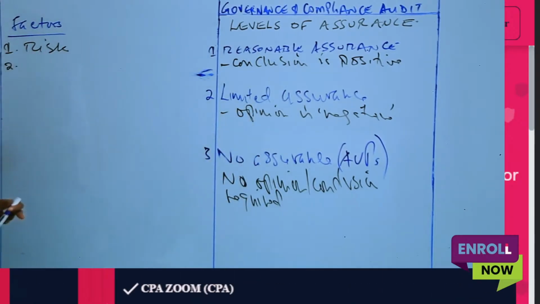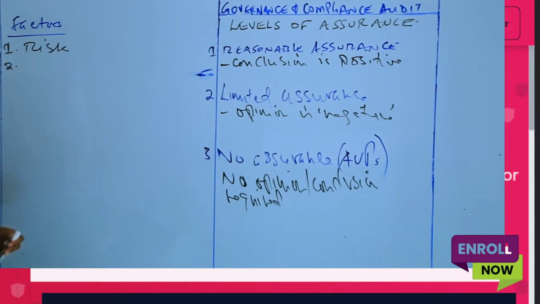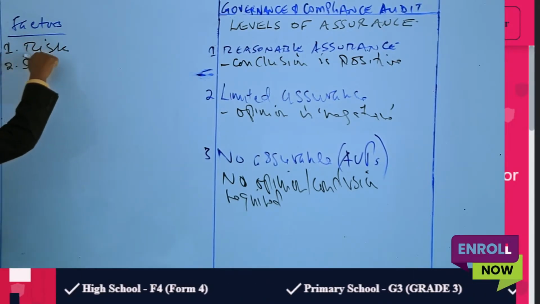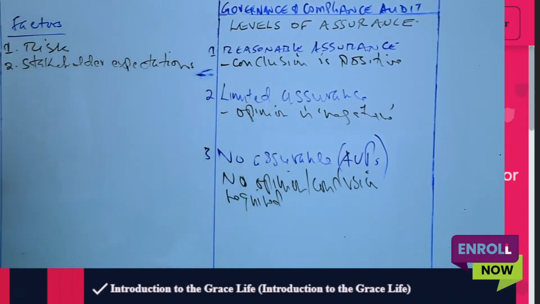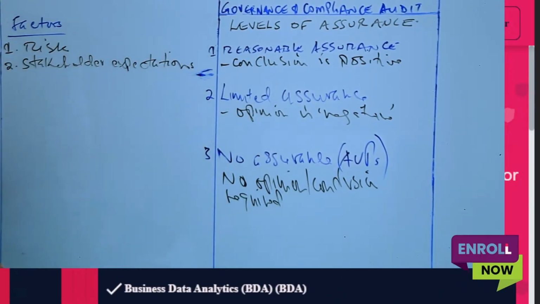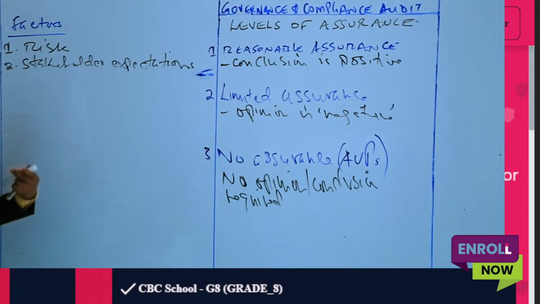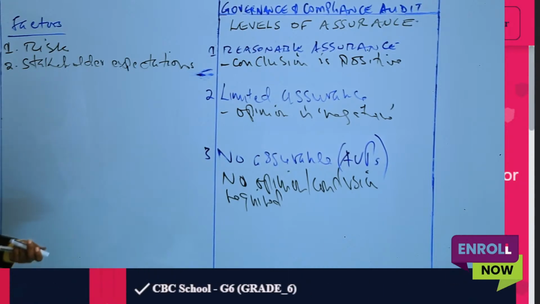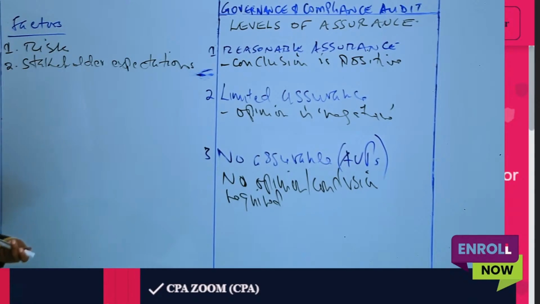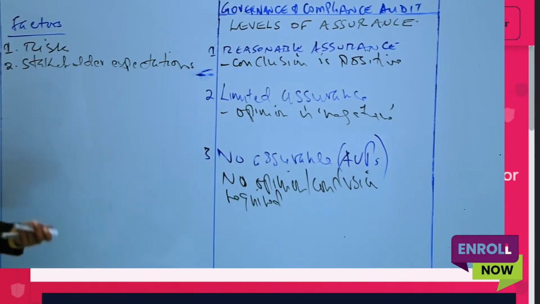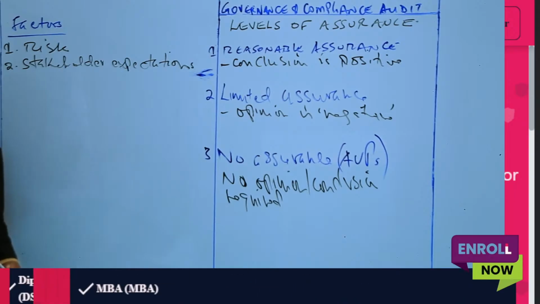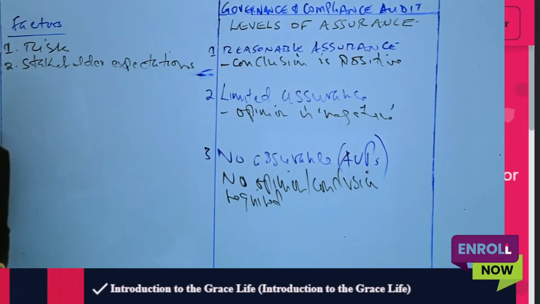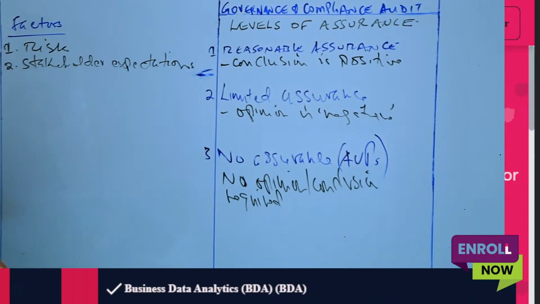The second factor is stakeholder expectations. What level of assurance do stakeholders expect or require? And these stakeholders could be the board, the regulators, the investors, and so on. For example, a company preparing for public offering may need a higher level of assurance than a privately held company.